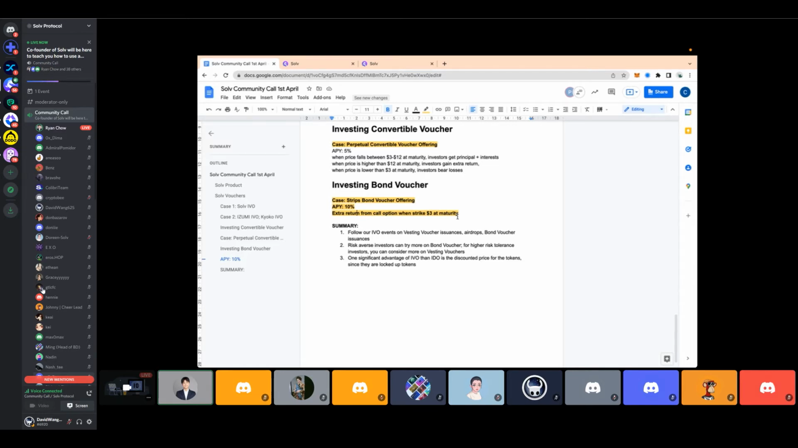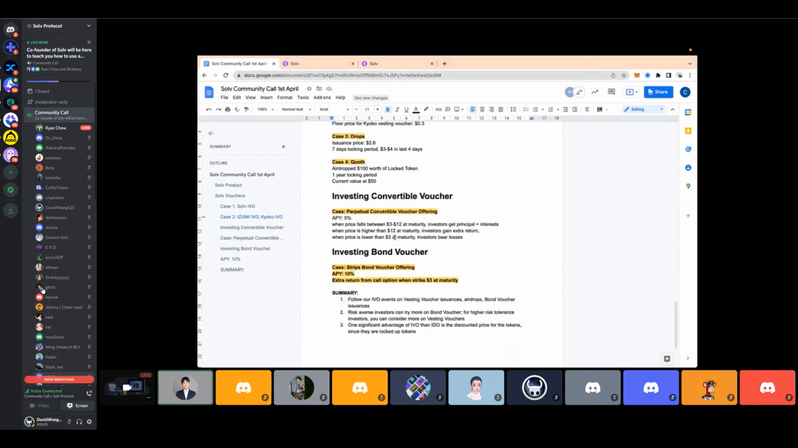But on top of the upside, at least you can earn 10% APY no matter what. So it's very simple. It's a fixed income kind of product. You can at least earn some money, while you can enjoy a potential upside. So that's the bond voucher.